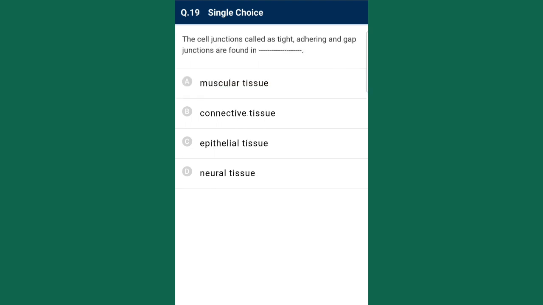Question number 19. The cell junctions called tight, adhering and gap junctions are found in. The cell junctions called tight, adhering and gap junctions are found in epithelial tissues. So the answer for this question is option C. In epithelial tissue, the adjacent cells form gap junctions or cell junctions for intercellular communication and chemical exchange.